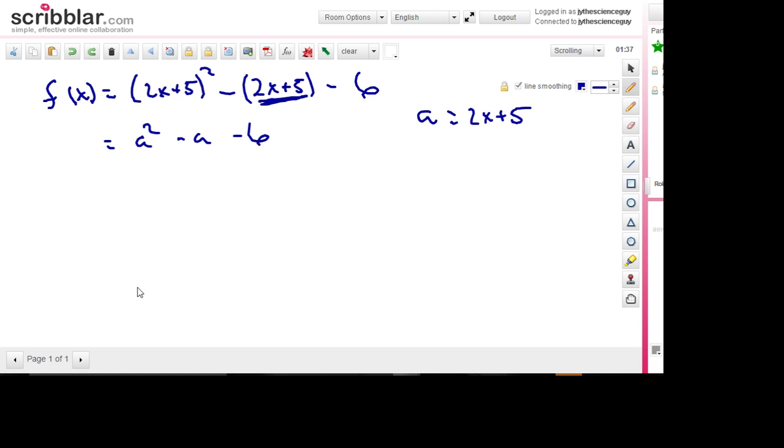I do. Now I'm going to factor this. This is really easy to factor. I need two numbers that multiply together to give me negative 6 and that add together to give me negative 1. What are my two numbers? 2 and 3. It's gonna be negative 3 and 2.